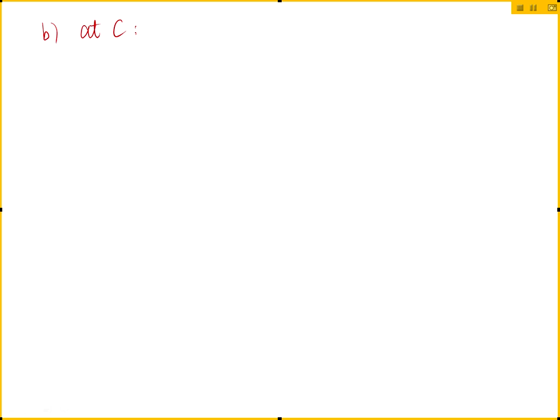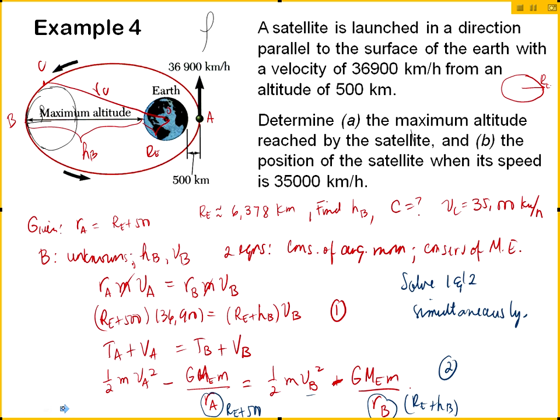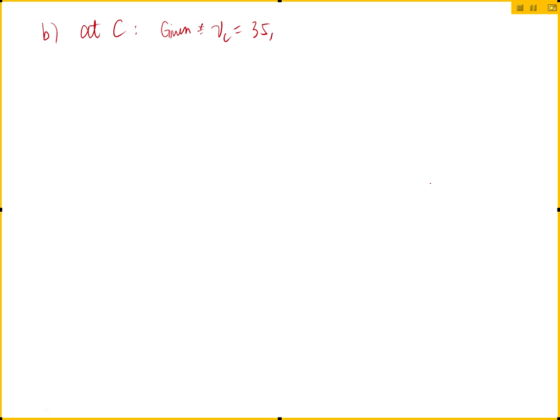at point C, there are two things that we don't know, right? So we're trying to find point C. At point C, we are given the speed at C, which is 35,000 kilometers per hour. But what don't we know at point C? Of course, we don't know how far it is. RC is unknown. What else don't we know?